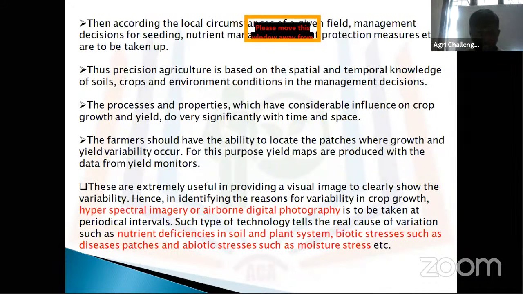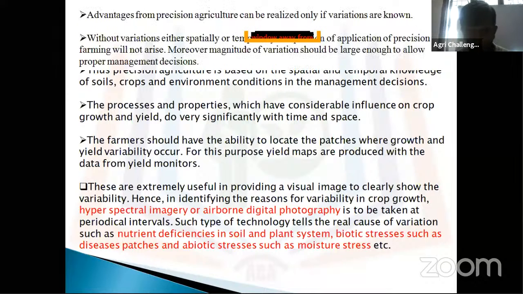We will discuss that in a later class. Based on those indices, we will finalize that this type of shortage, this type of deficiency, is the problem due to which this plant is growing very poorly. Such technology tells us the reason or cause of the variation, that may be nutrient deficiency in soils and plant systems, or biotic stress or abiotic stress, disease patches and abiotic stresses such as moisture stress. All these things we can find out with the help of hyperspectral, multispectral or airborne digital photography.